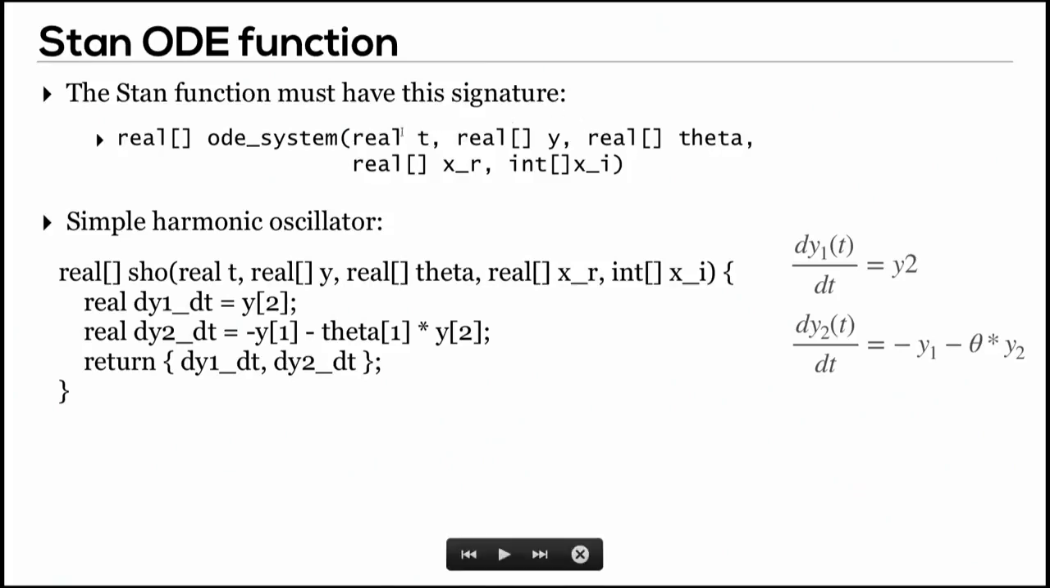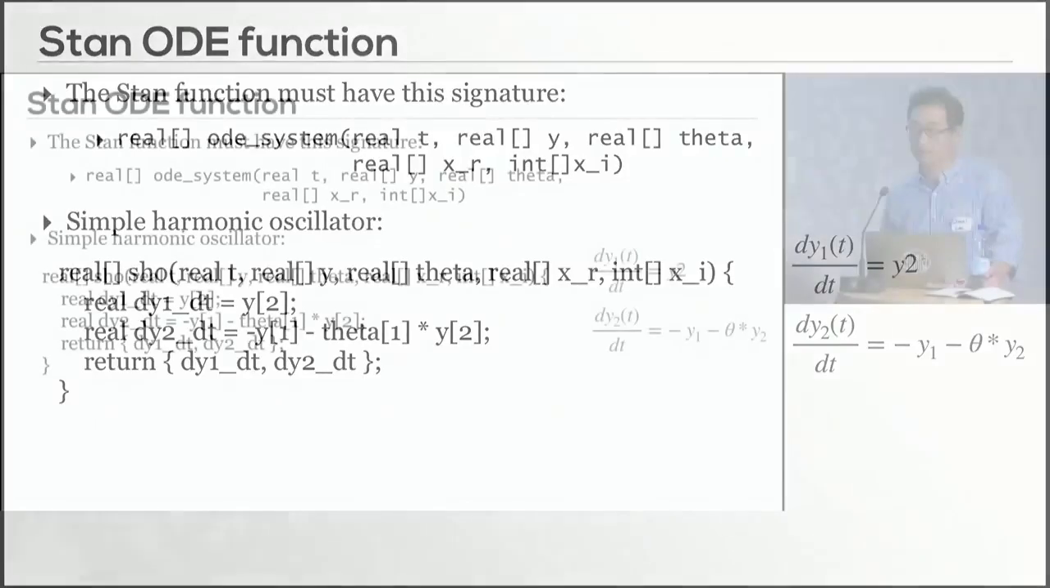So the first is real, and that's for the independent variable. Then the actual states at that time, the parameters that you're interested in. So these are going to be dependent on parameters in your model. This is data. So these are going to only depend on things inside the data blocks. And xi, int xi is an array of things that are also data but integer data. Okay?